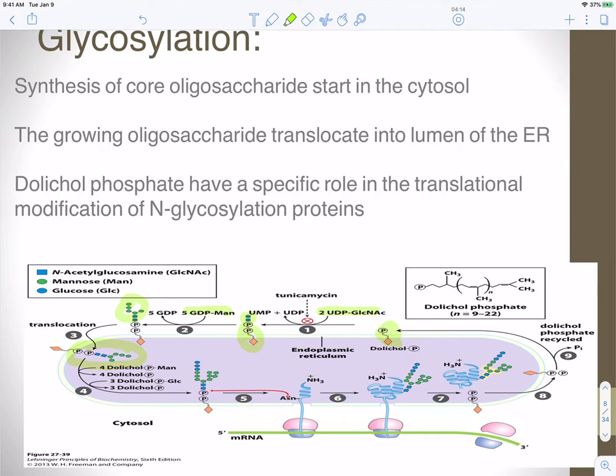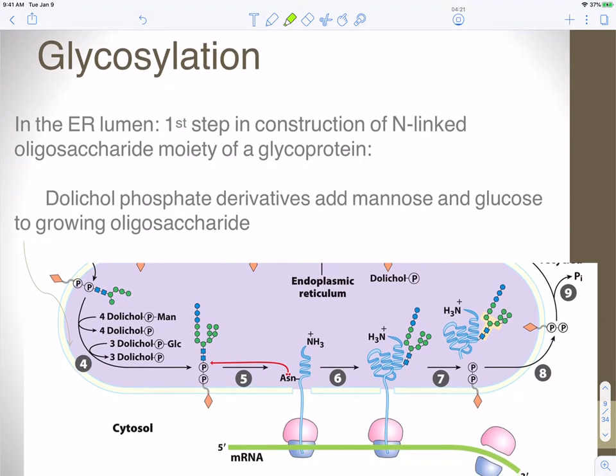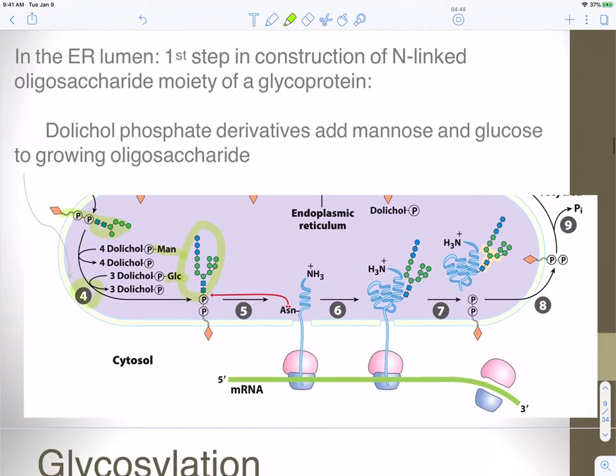And then you're going to continue to build on that sugar moiety. So in the ER lumen, the first step is going to be the construction of the moiety. So you're going to continue building on the molecule that was being built in the cytosol. So step four is the first step in the lumen, and you again continue to add mannose and glucose units, and they just keep building. And the dolichophosphate is going to facilitate the addition of these additional sugars.